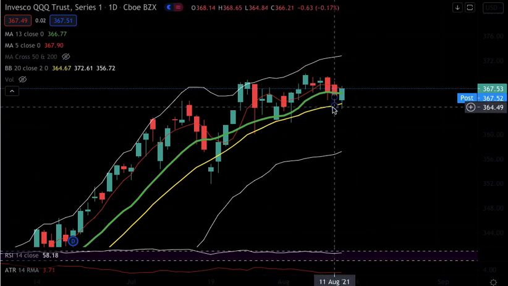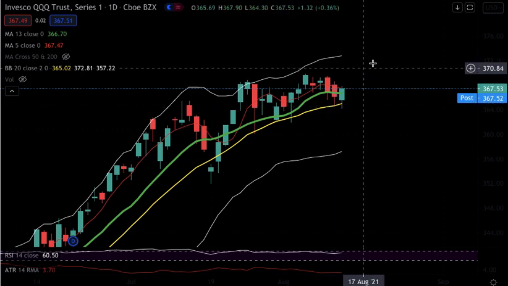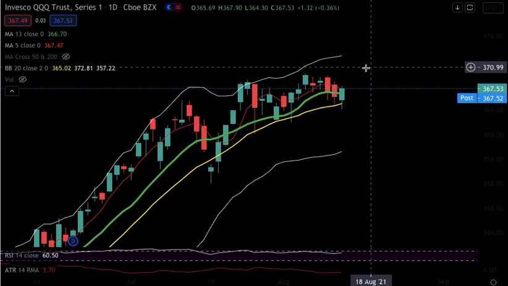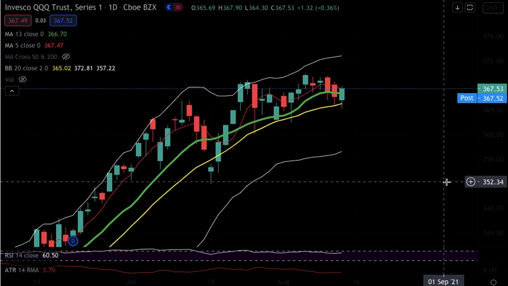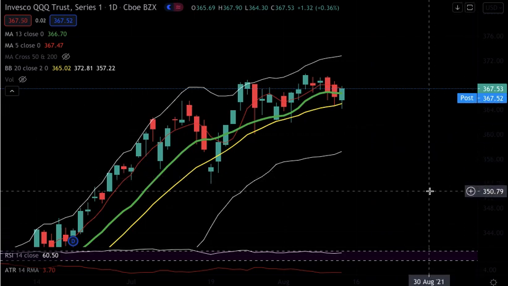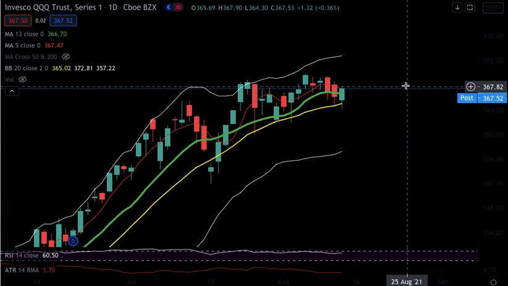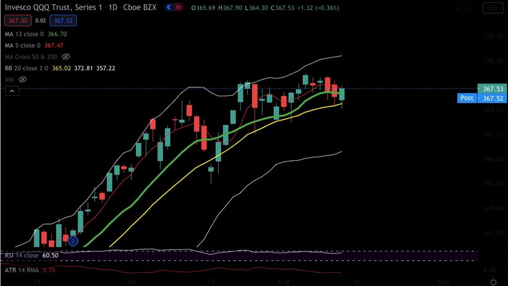Okay, so bottom line, I'm bullish on Triple Q again. Got a 371 price target. We'll see if 367.47 holds. Okay, we need Triple Q to stay above that level. If not, could be a bull trap.